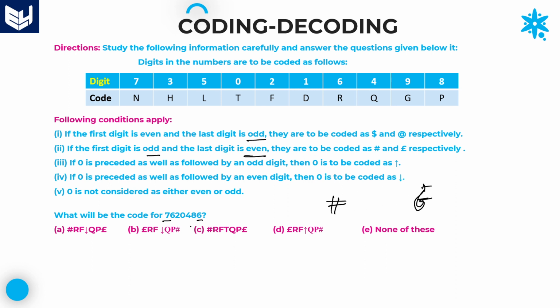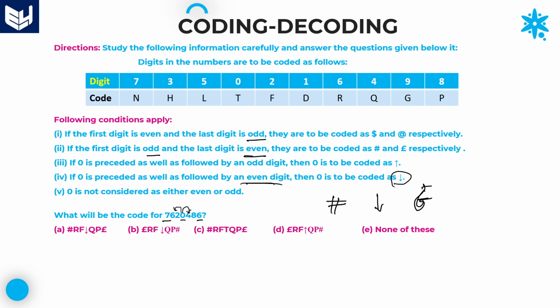And here it is remaining, if you see 0 is there, 0 is preceded as well as followed by even number. So whenever 0 is preceded as well as followed by even digit, then it is to be coded with down arrow.